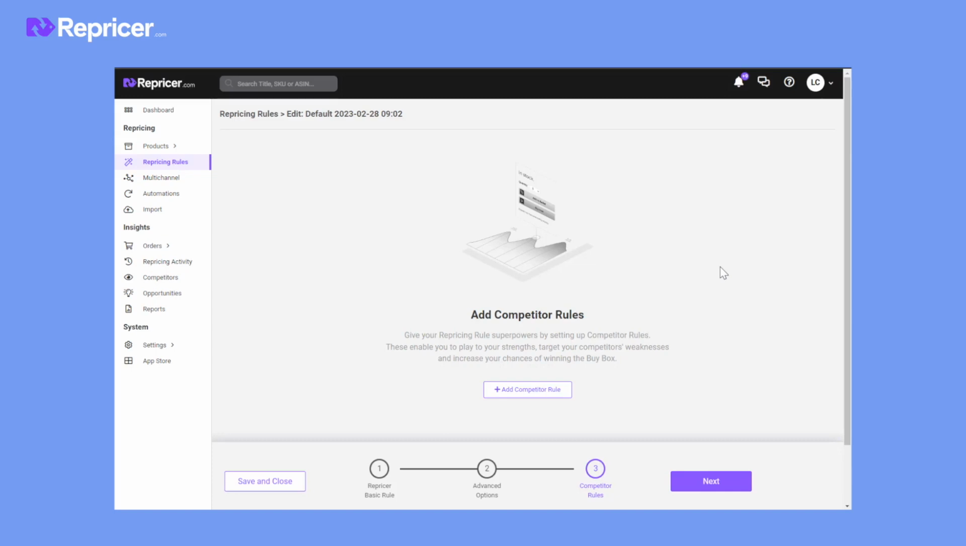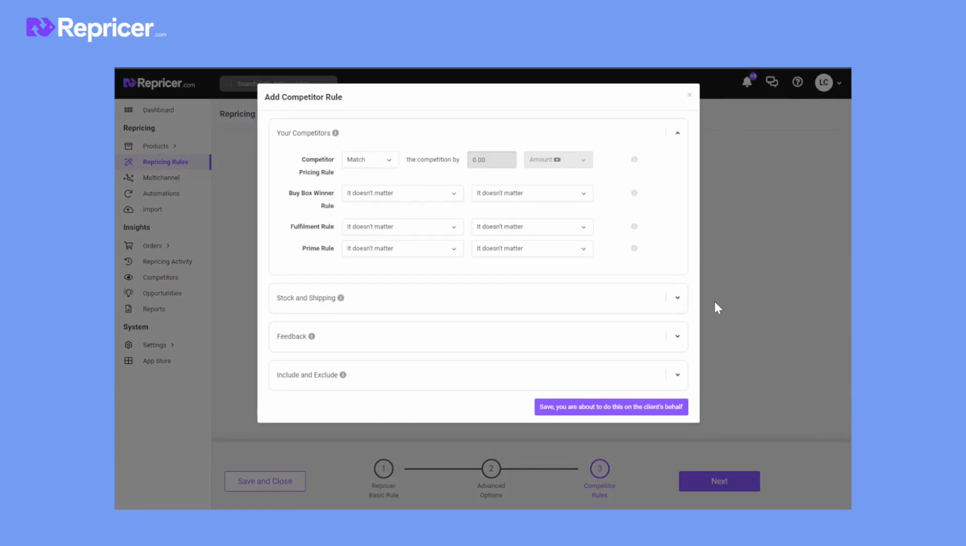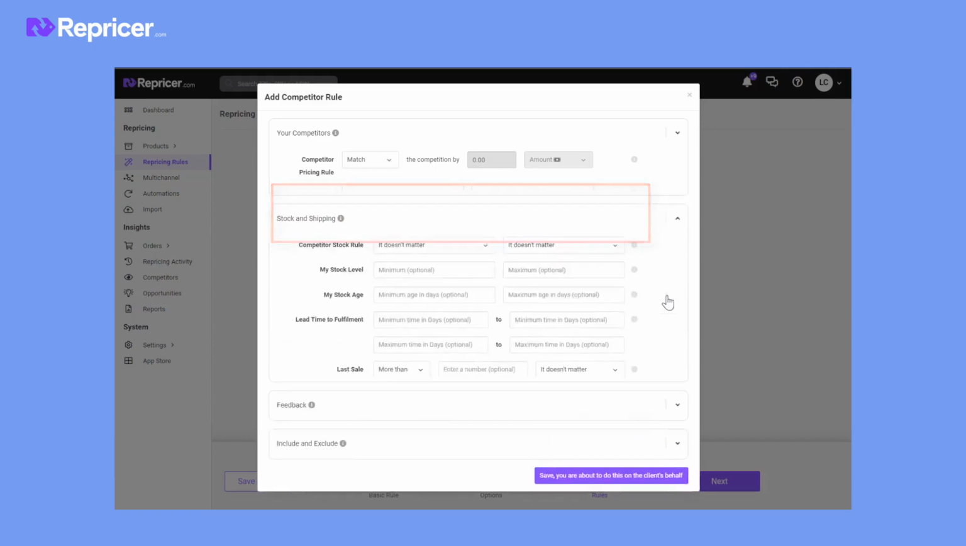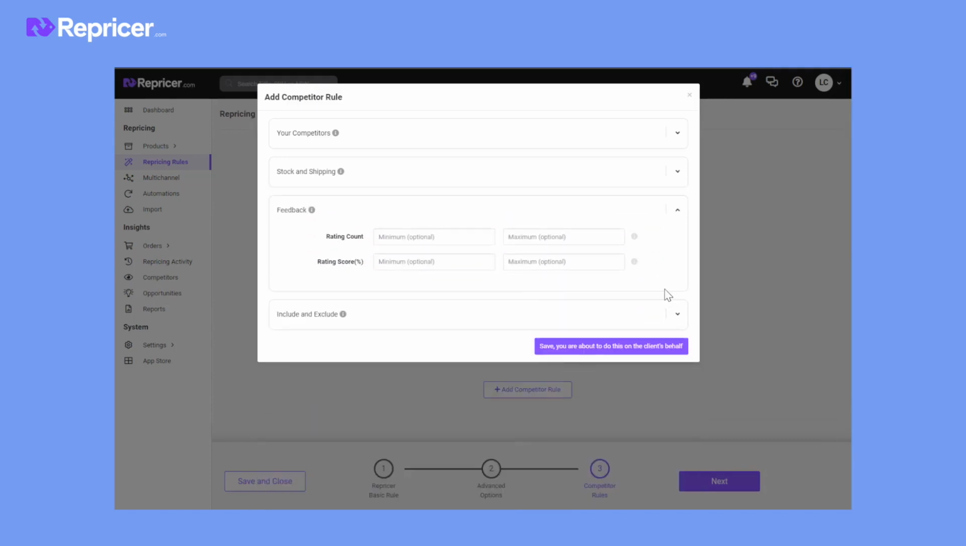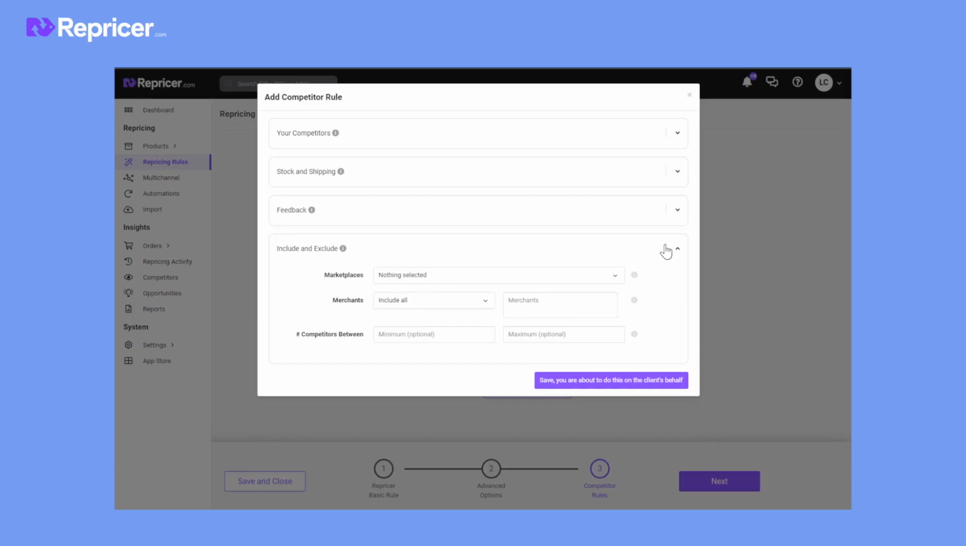Using Repricer's competitor rules, you can compete in different ways in many common scenarios. Within each competitor rule, you can determine how you'll be priced against sellers who match those rule settings. You can use common scenarios such as who holds the buy box or fulfillment types, stock levels and fulfillment type, even recency of sales, feedback count and rating, or even target or exclude specific sellers.